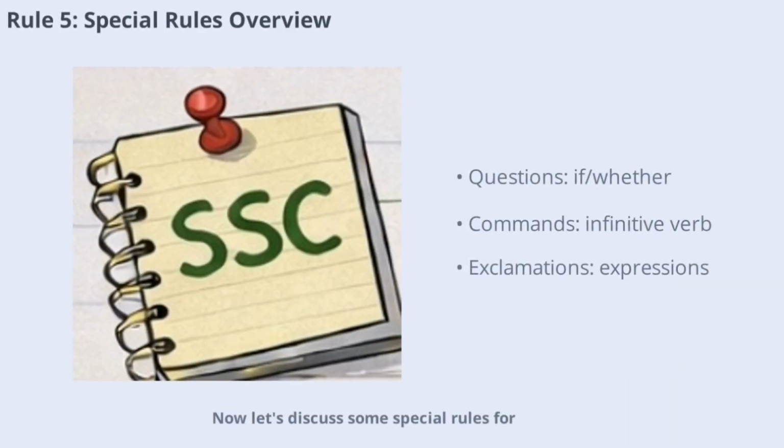Now, let's discuss some special rules for converting direct speech to indirect speech. These rules apply to interrogative question sentences, imperative sentences, and exclamatory sentences. For questions, we use if or whether or the appropriate WH word. For commands and requests, the verb changes to its infinitive form, and the reporting verb may change to order, request, or advise. Exclamatory sentences often use expressions like exclaimed with joy.